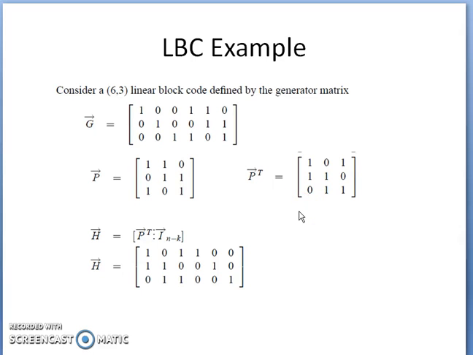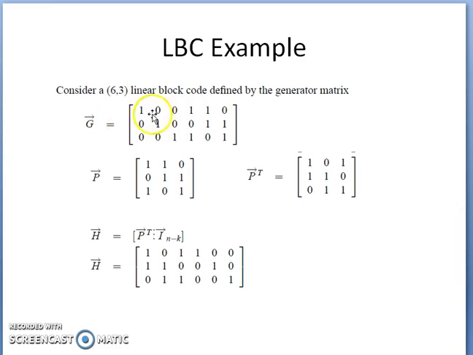Okay, in the second part of this screencast, let us see the example of linear block codes. Consider a (6, 3) code. Here 6 means n and k is 3. So 6 is the length of the code word. The length of each code word would be 6, and the length of each message would be 3 bits. So the (6, 3) linear block code is defined by the generator matrix.